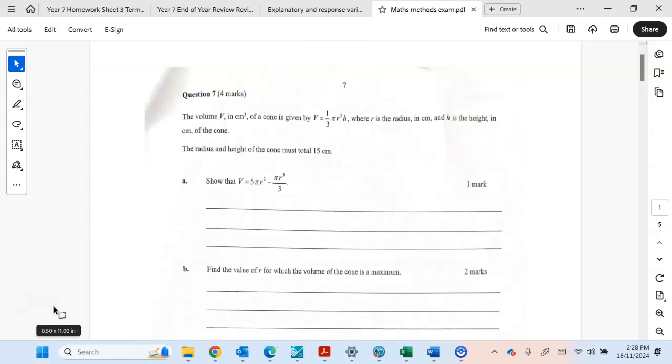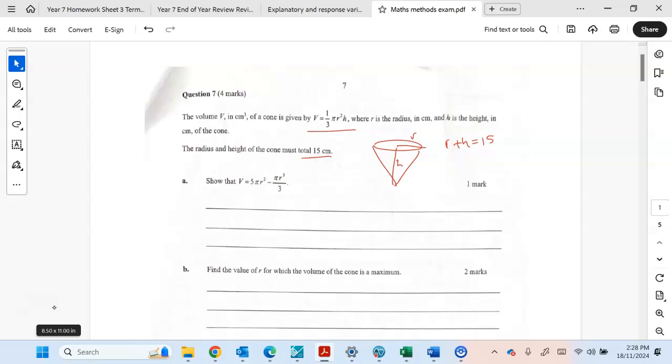So the volume V in centimeters cubed of a cone is, okay, so this is just the formula for the volume of a cone, where R is the radius and H is the height of the cone. The radius and height of the cone must total 15 centimeters. Sometimes I like to just draw a diagram because I can draw pictures. So there's our radius and there's our height. So the radius and height of the cone must total 15 centimeters. So R plus H is equal to 15.